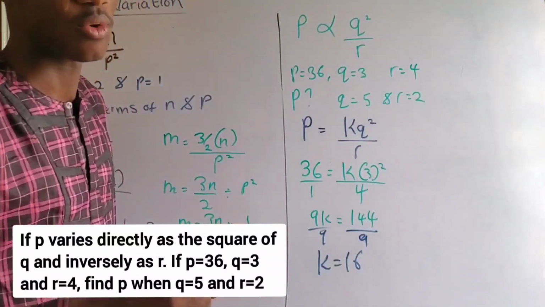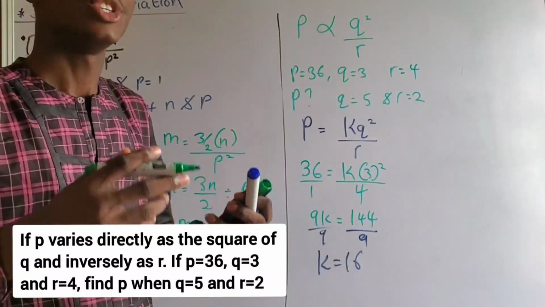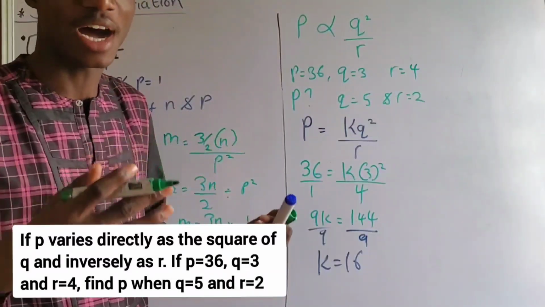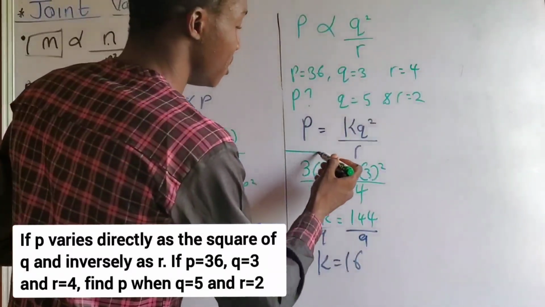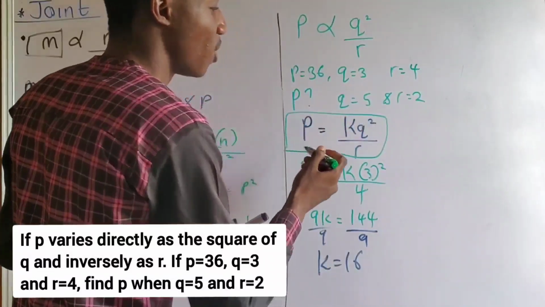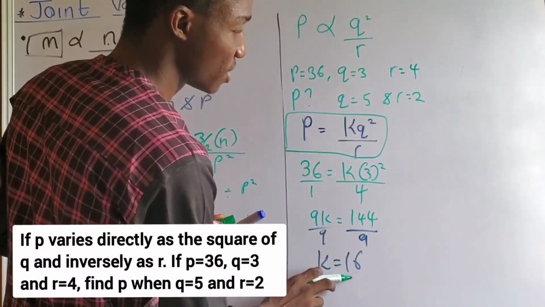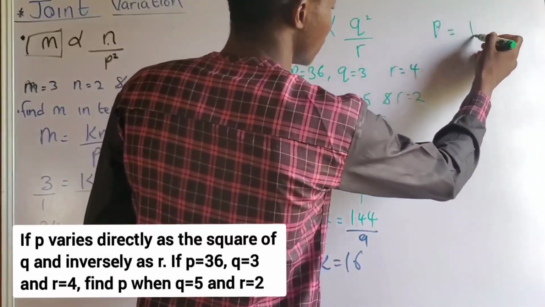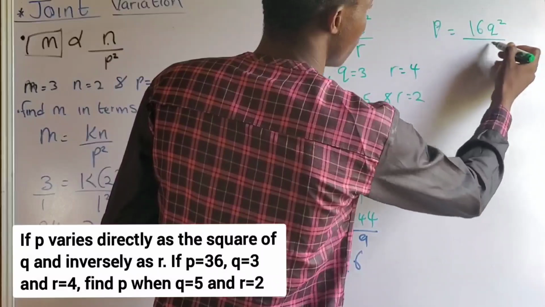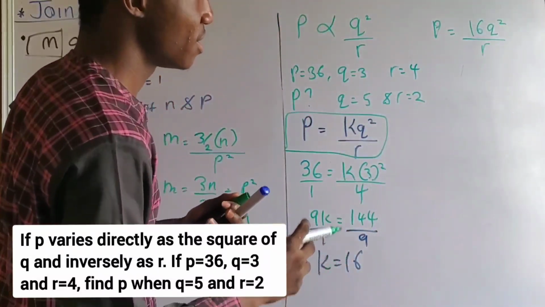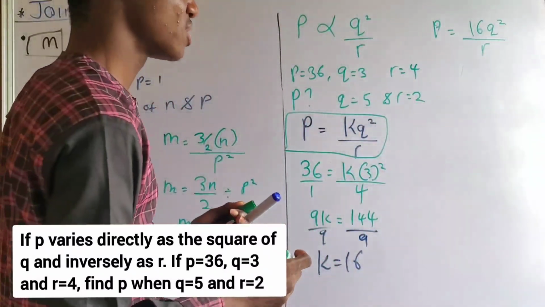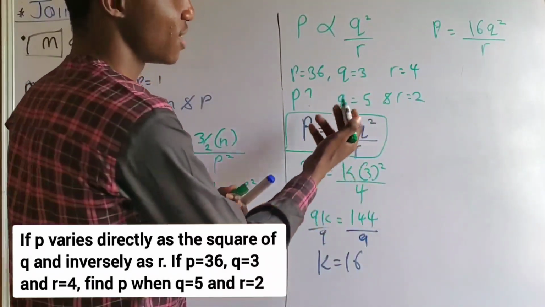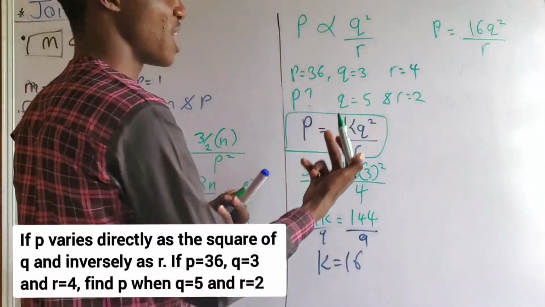Now, I want to emphasize something. Let's say the question says you should find the equation connecting p, q, and r. This is the equation, okay? It is this equation that they are asking for. But you have to get the value of k, and we have already gotten it. So the equation becomes p equals k. K is 16, so I'm going to have 16 q squared all over r. This is the equation connecting p, q, and r. Do you understand? Okay, so it is in this equation that we are going to find. Using this equation, we can find p when q is 5 and r is 2.